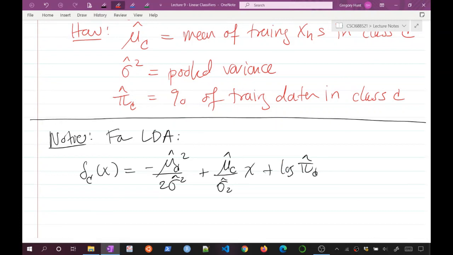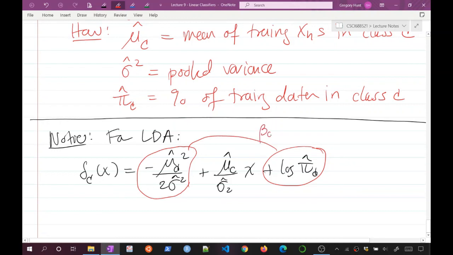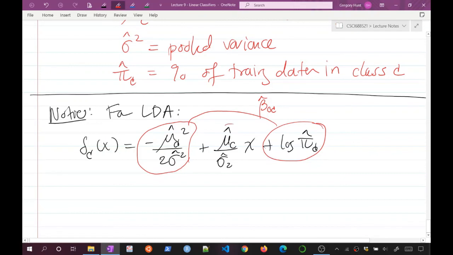Now, I'm going to collect this term and this term, and we're going to call those beta naught c hat. And I'm going to collect, let's get a different color here, I'm going to collect this term and call it beta c hat.